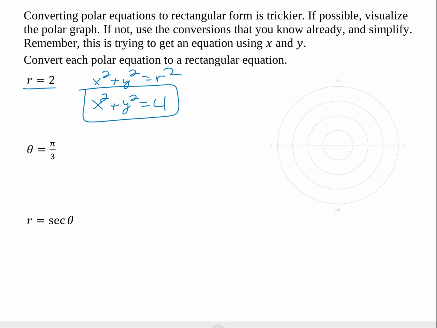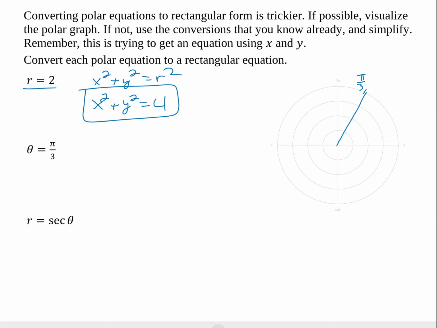Theta this time is pi over 3. So where is pi over 3? Pi over 3 is right here. So let me label that so we know. Okay, now theta is always pi over 3. So that means that whatever I have on my polar coordinate graph has got to look like that. This is a line. So I'm going to have an equation for a line here. I need to know the slope and the y-intercept, and I'll be able to write it in slope-intercept form.